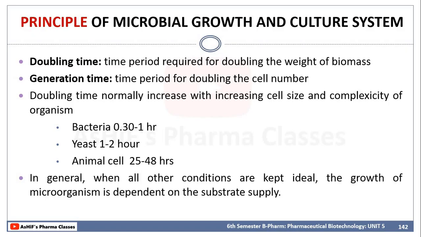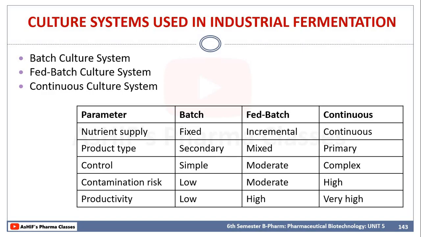So based on this generation time, we will consider how many days are required for completing a fermentation process. So these are some of the examples. Bacteria, some strains will require 0.3 to 1 hour for doubling their number. So based on this, we decide according to each strain.